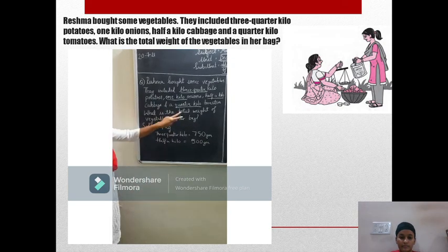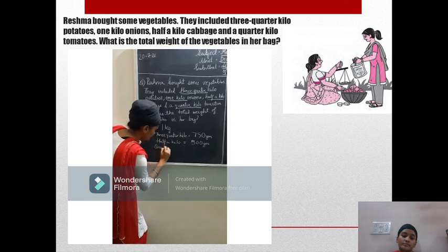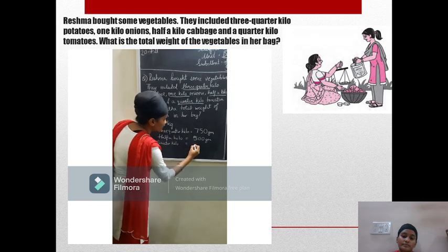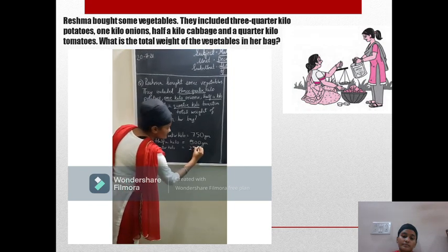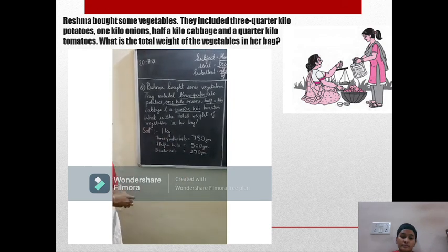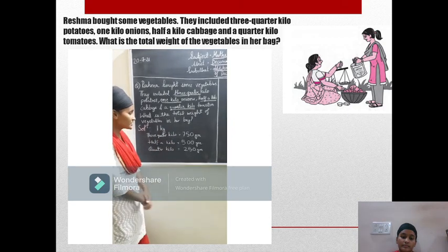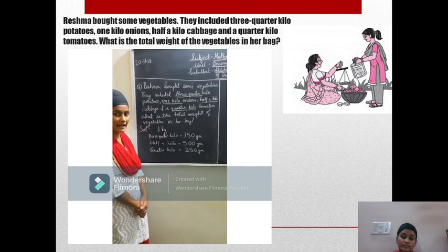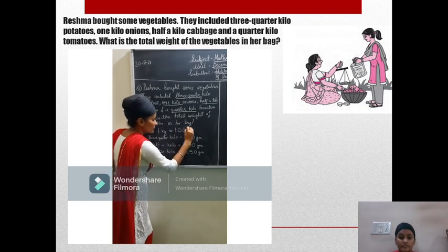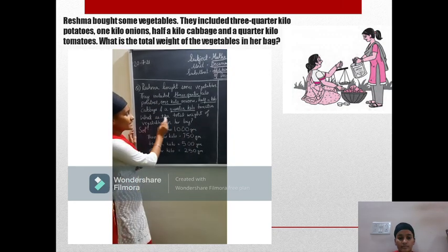Now tell me, how much is 1/4 kilo? 250 grams. Okay, so now you have got all the quantities, students. Now tell me, how much is 1 kilo? 1 kg is equal to how many grams? Yes, very good. It's equal to 1000 grams.